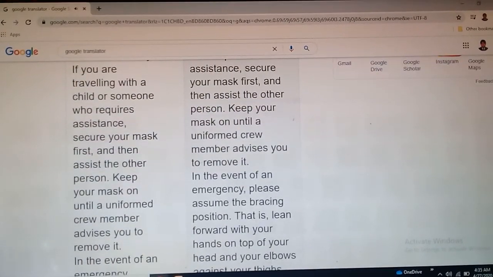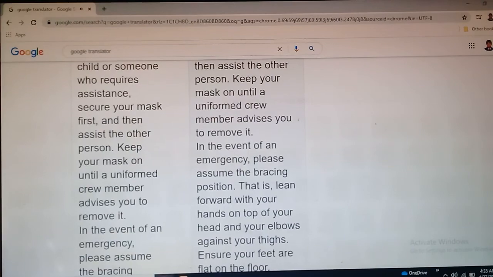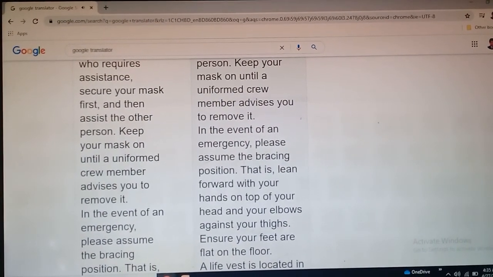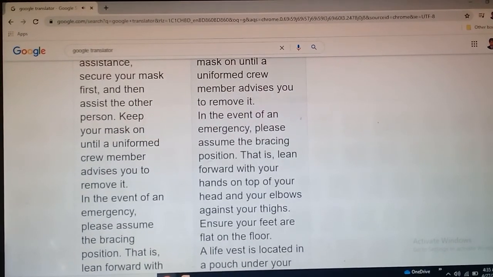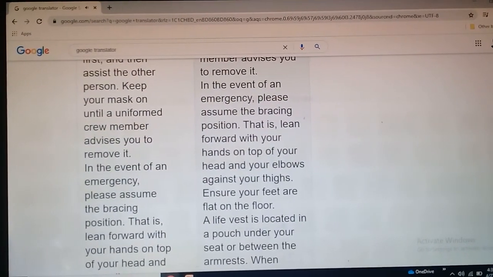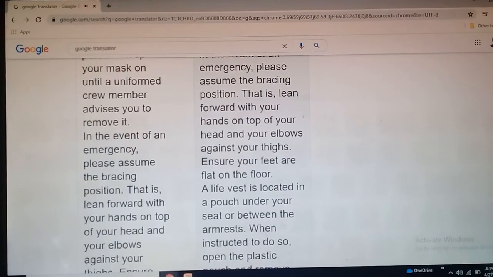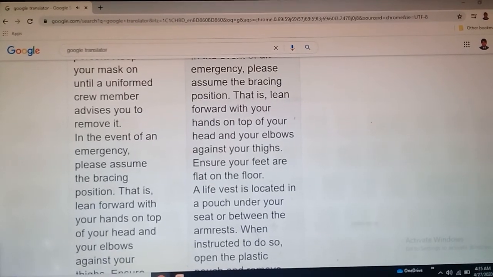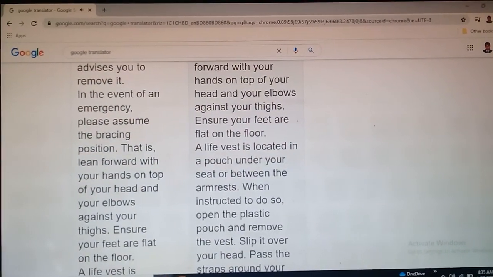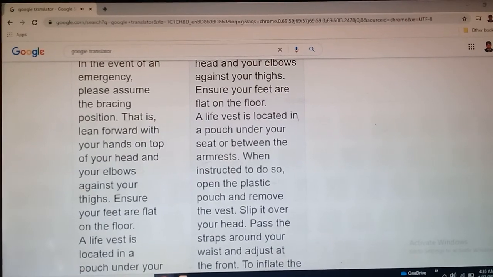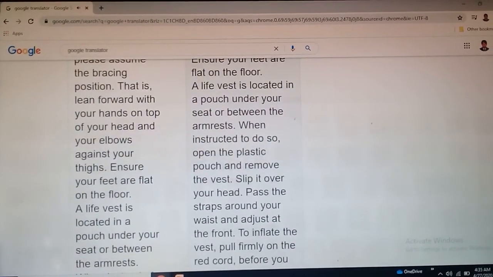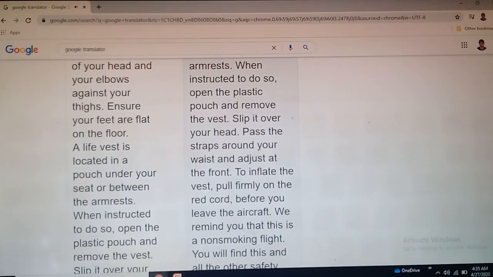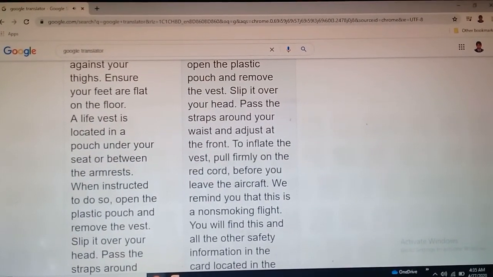In the event of an emergency, please assume the bracing position. That is, lean forward with your hands on top of your head and your elbows against your thighs. Ensure your feet are flat on the floor. A life vest is located in a pouch under your seat or between the armrests. When instructed to do so, open the plastic pouch and remove the vest. Slip it over your head. Pass the straps around your waist and adjust at the front. To inflate the vest, pull firmly on the red cord before you leave the aircraft.